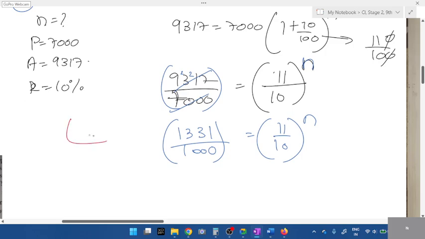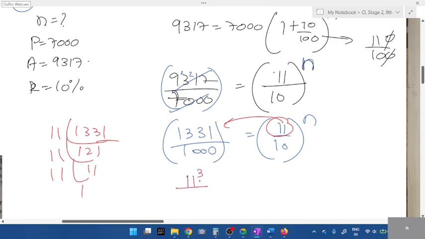Here we need to factorize 1331. So for 1331, take this number and factorize. 11 into 121, 11 11s are 121. How many times can I write? 11 to the power 3. So for 1000, take this 10 and factorize. Find the factors. 10 into 100, 10 ones. How many times can I write?